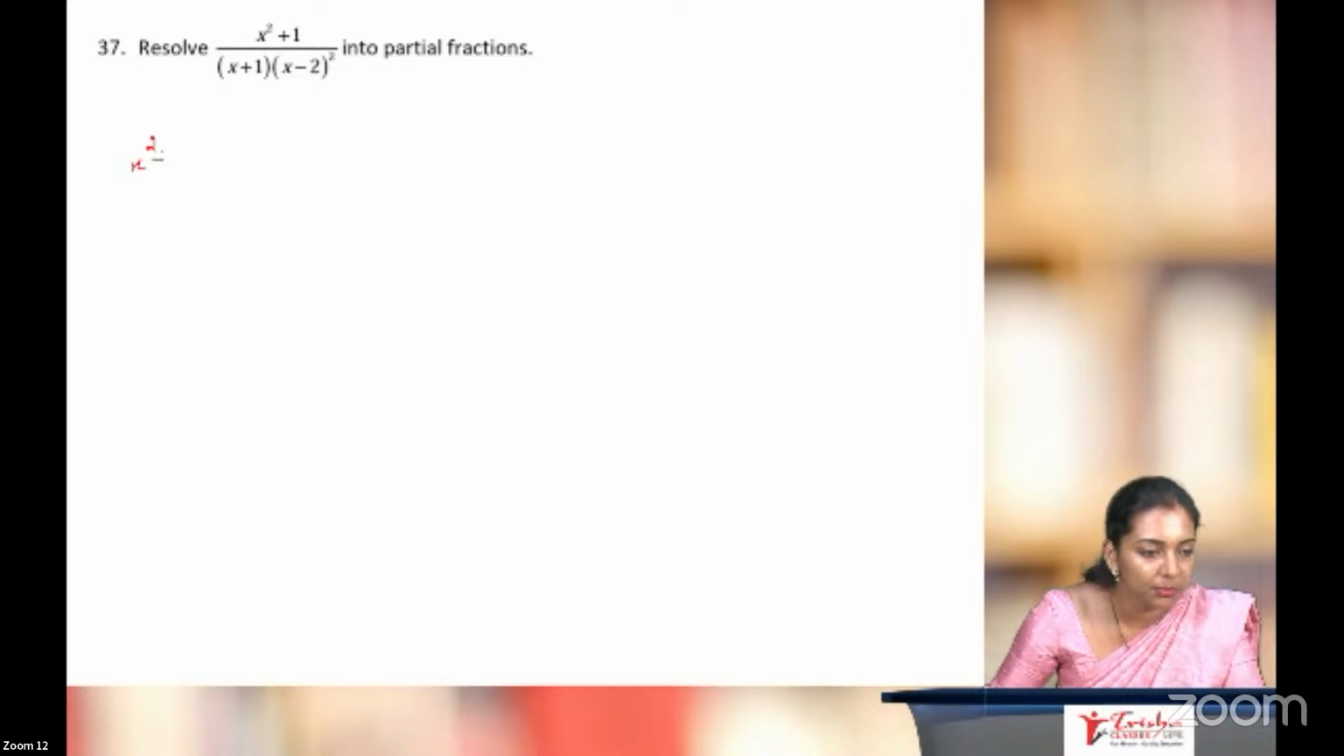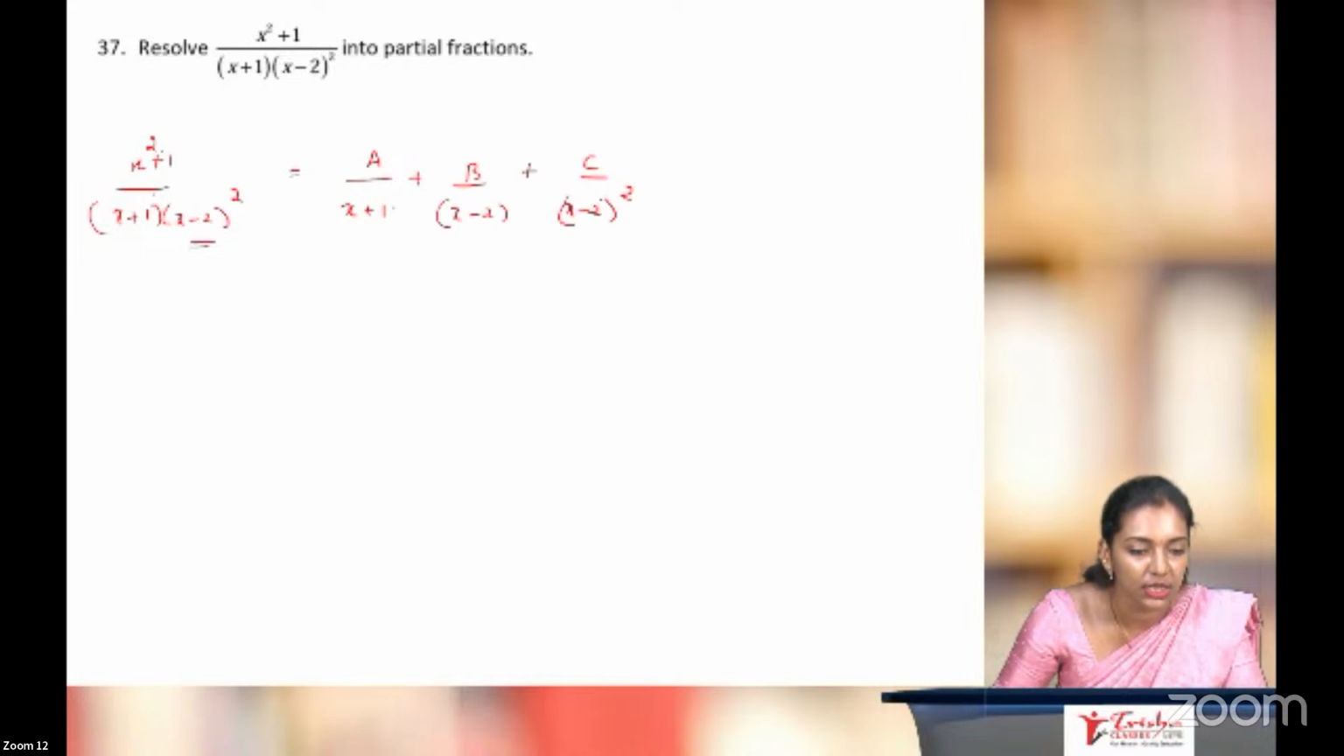(x square plus 1) divided by (x plus 1) into (x minus 2) whole square. Okay, so when you have repeated factors, what do you do? A divided by (x plus 1), plus B divided by (x minus 2), plus again C divided by (x minus 2) whole square. So we take it this way, okay? So now you need to get the values of A, B and C, right?